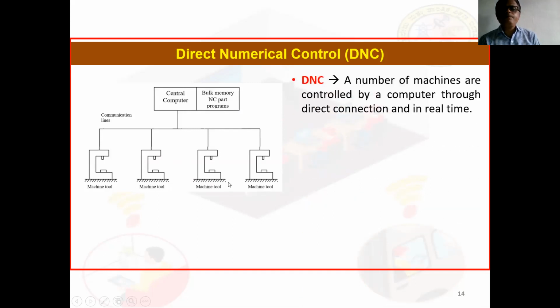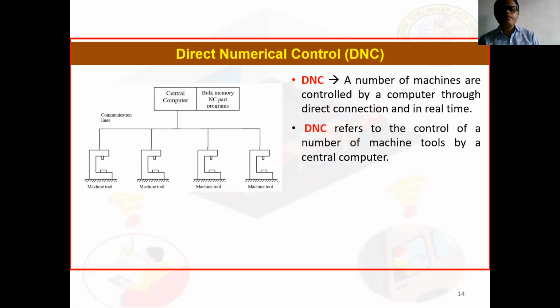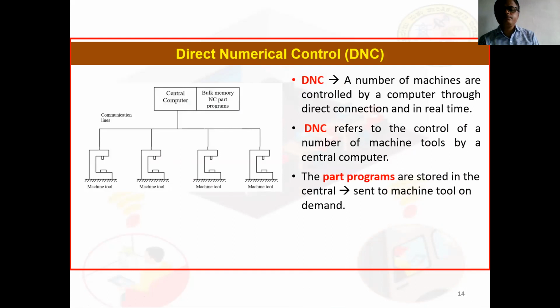So let us see. Number of machines are controlled in DNC. All this controlling takes place in real time. So DNC refers to control of number of machine tools by a central computer. There are part programs stored in the central computer, then sent to the machine tools on demand. Whichever machine tool requires the program, only that program will be sent to the required machine tool.